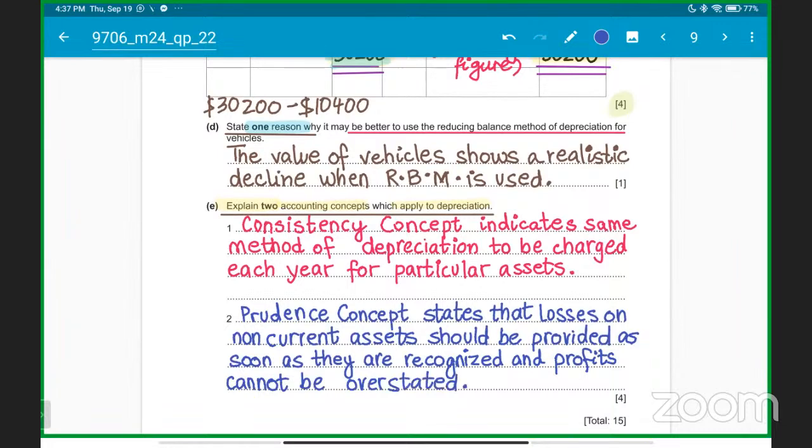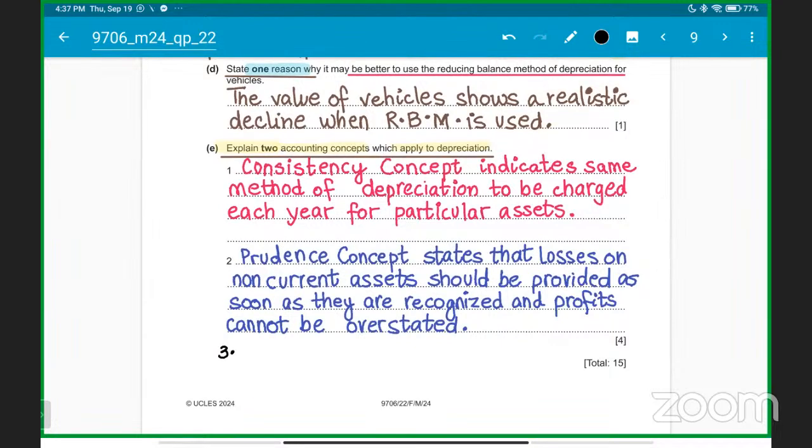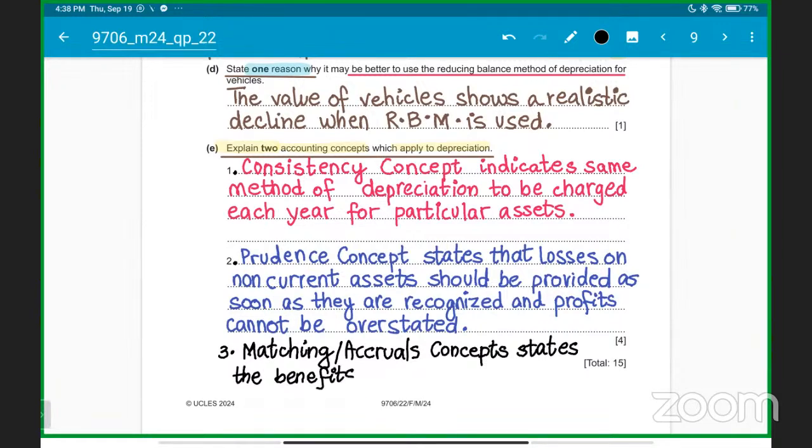And the third one can be, that will help us in explaining depreciation. If they ask for three, or if you're not remembering the consistency or prudence concept, students, it's the common accounting concept that comes in every one of them. The matching accruals concept is basically what? Matching accruals concept states that the benefits from the non-current assets should be matched against the depreciation charge for the year. Non-current assets help you increase your sales and produce your products. Your machines run the factory and all your work is running, so you get their benefits. The matching accruals concept says that the expense and revenue of a year should be recorded in that same year.